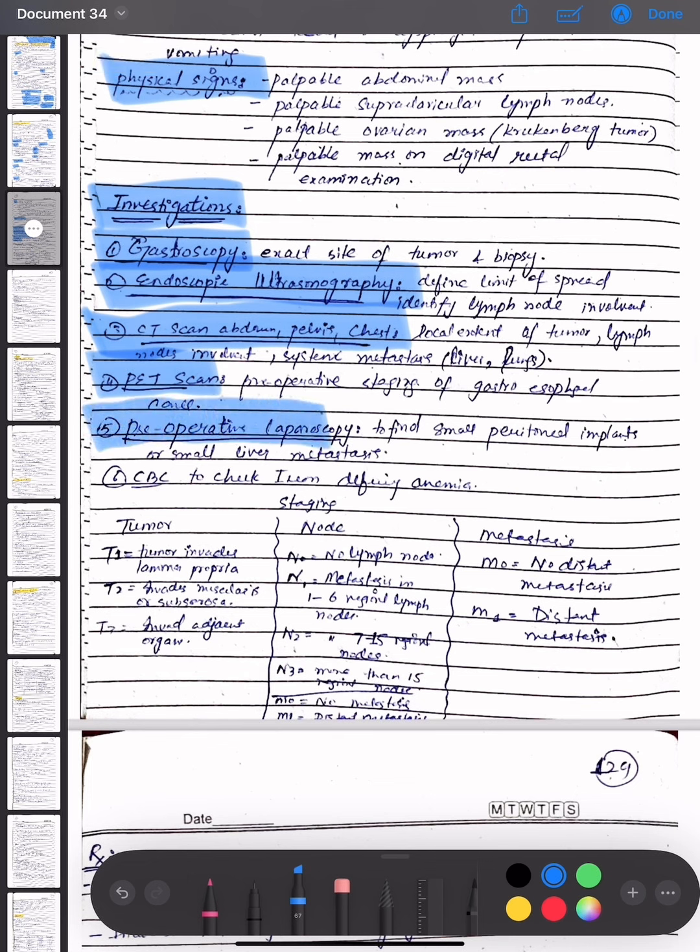Preoperative laparoscopy is done to find small peritoneal implants or small liver metastasis. CBC is done to check for iron deficiency anemia. Now, staging: we have the tumor, node, and metastasis.